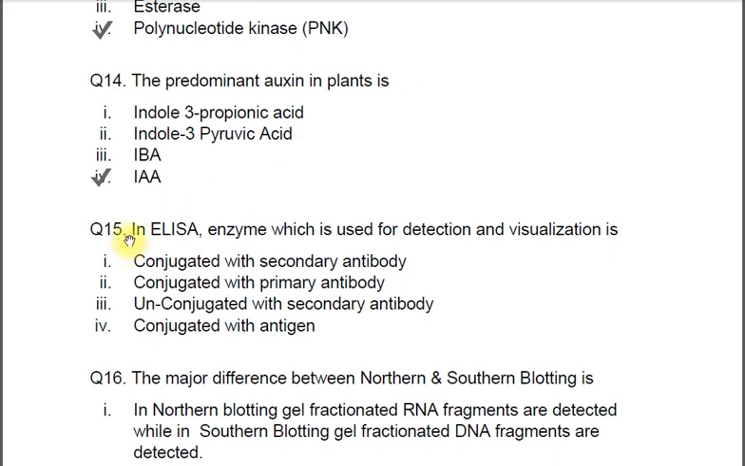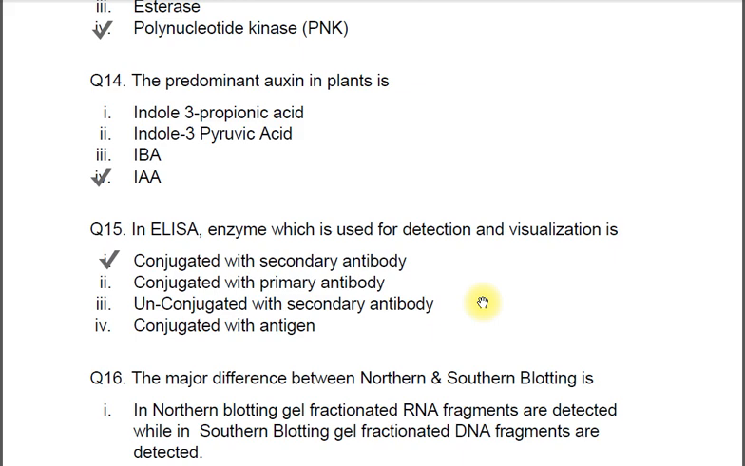Question number 15. In ELISA, the enzyme which is used for detection and visualization is: 1. Conjugated with secondary antibody. 2. Conjugated with primary antibody. 3. Unconjugated with secondary antibody. 4. Conjugated with antigen. The correct is option 1, conjugated with secondary antibody.